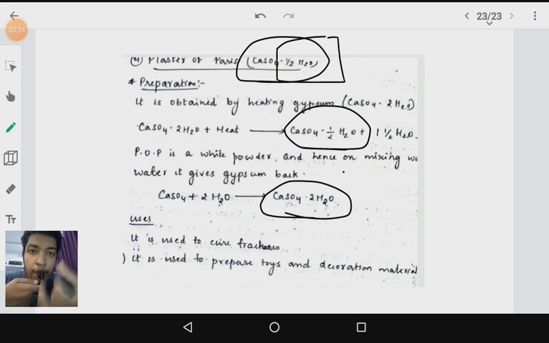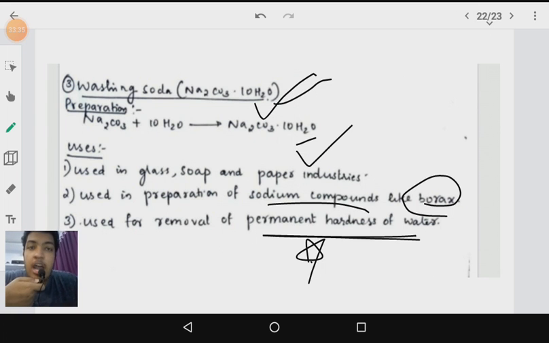This amount of water is known as the water of crystallization. So in plaster of Paris, the water of crystallization is half. In that of gypsum it is 2. And what about the washing soda? It is 10. So that is how we calculate the water of crystallization.